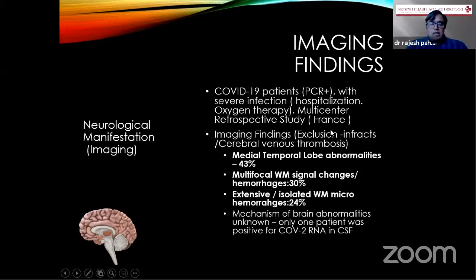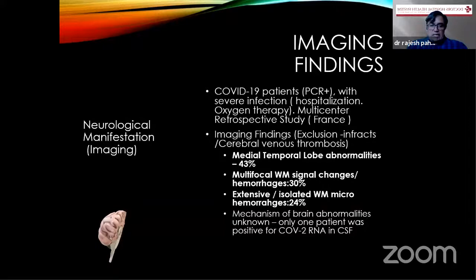So there is another study conducted on COVID-19 patients with a severe infection requiring hospitalization and oxygen therapy in France, describing the imaging findings in these patients after excluding infarcts and cerebral venous thrombosis. There were three patterns seen: medial temporal lobe abnormalities, multifocal white matter signal changes, and extensive or isolated white matter microhemorrhages.